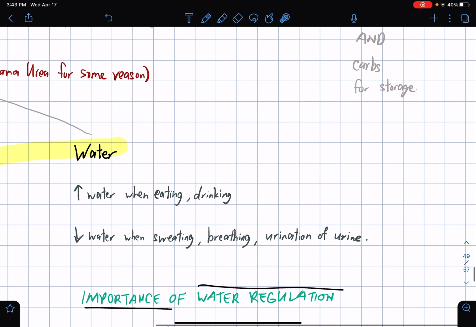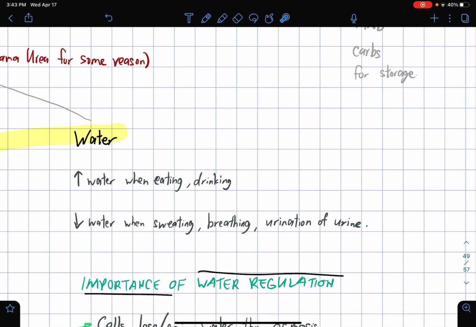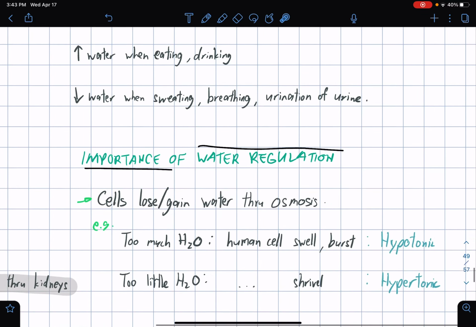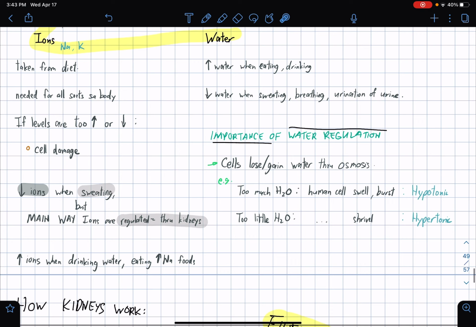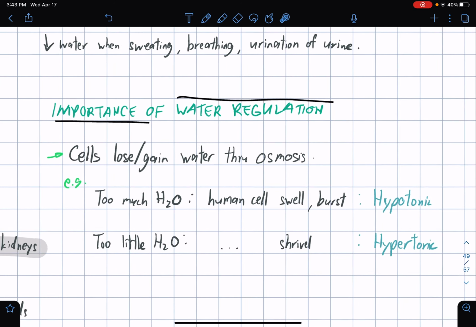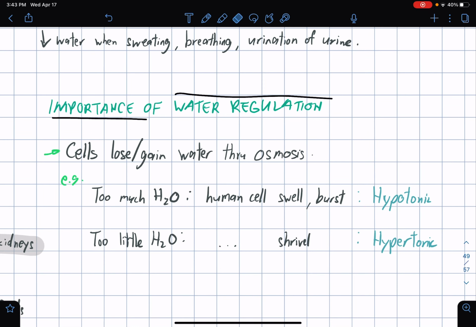And let's go with water. There is increased water when eating and drinking. There is decreased water when we sweat, when we breathe, and when we urinate. So, what is the importance of water regulation? So cells lose or gain water through osmosis. I'm not sure if this is active or passive transport, but again, this is how important osmosis is.